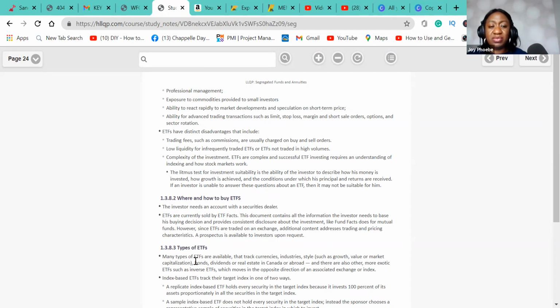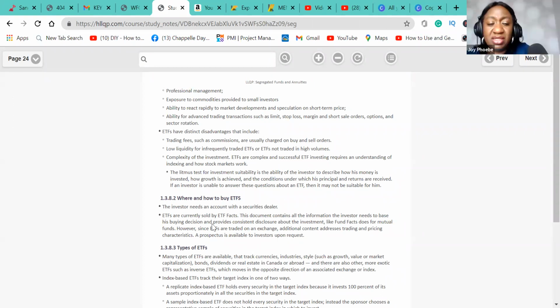Okay. And the litmus test for investment suitability is the ability of the investor to describe how his money will be invested. So I think ETFs are good for people that have some existing knowledge of investing. Okay. Where and how do you buy ETFs?